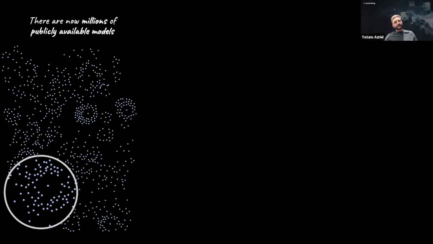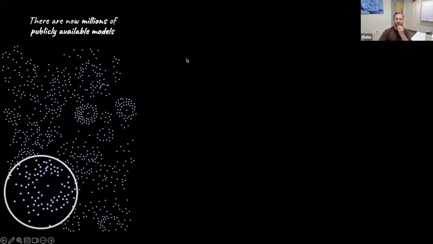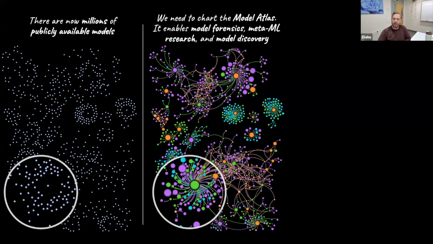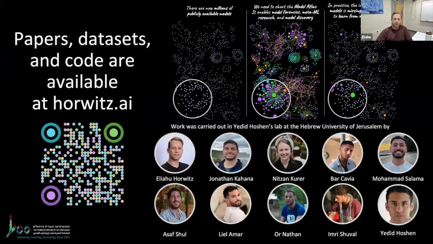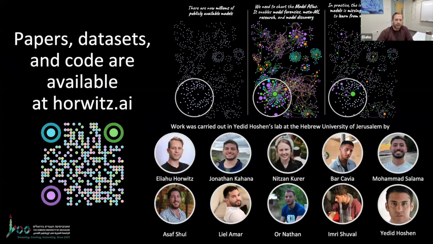So to summarize, there are now millions of publicly available models, and we need to chart the model atlas. The model atlas enables all of these tasks, but in practice, the information for most of the models is missing, and we need new methods to learn from model populations, new weight-based learning methods. We can actually learn from model weights, and models are data points. All the papers, the datasets, and the code are available either on my website or on this QR code. And this work was done with many collaborators.